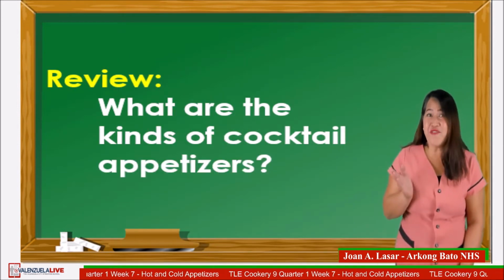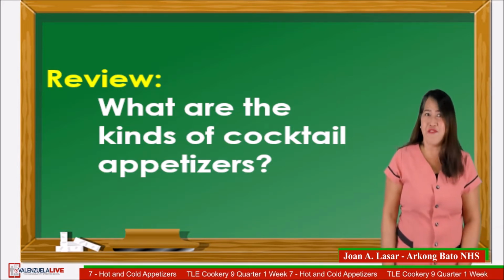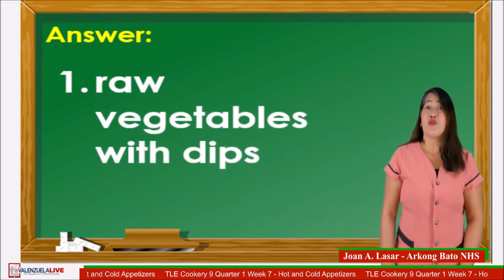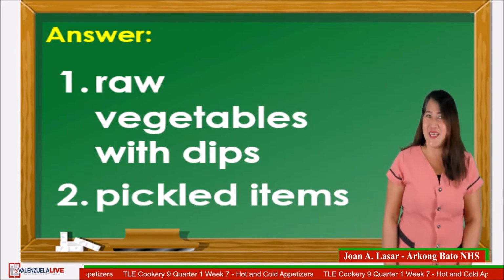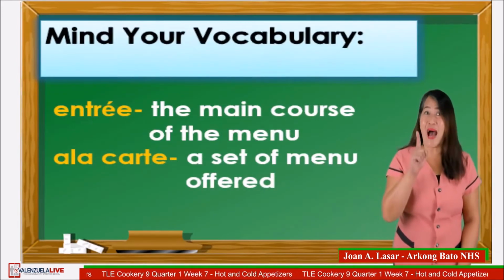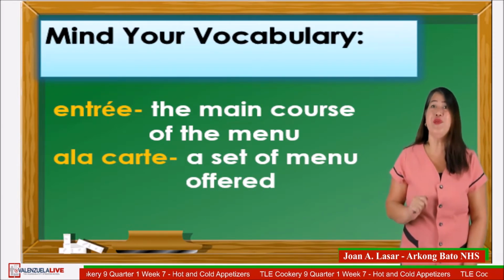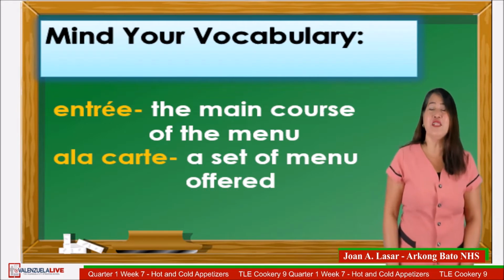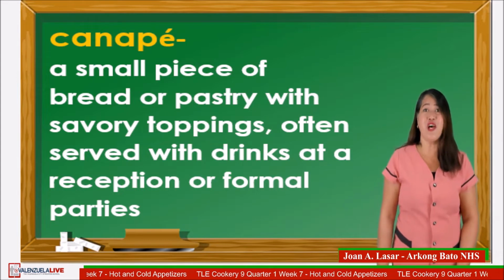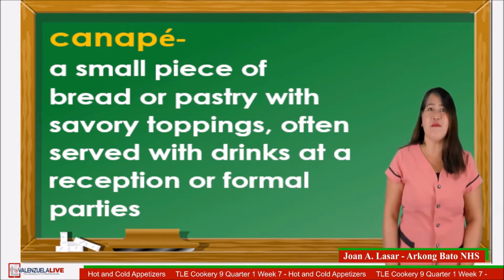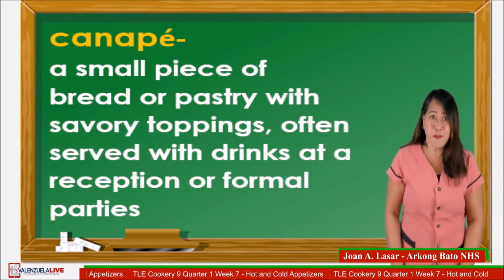Let us have our review. What are the kinds of cocktail appetizers? We have raw vegetables with dips and pickled items. Mind your vocabulary. Entree, the main course of the menu. A la carte, a set of menu offered. Canapé, a small piece of bread or pastry with savory toppings, often served with drinks at a reception or formal parties.